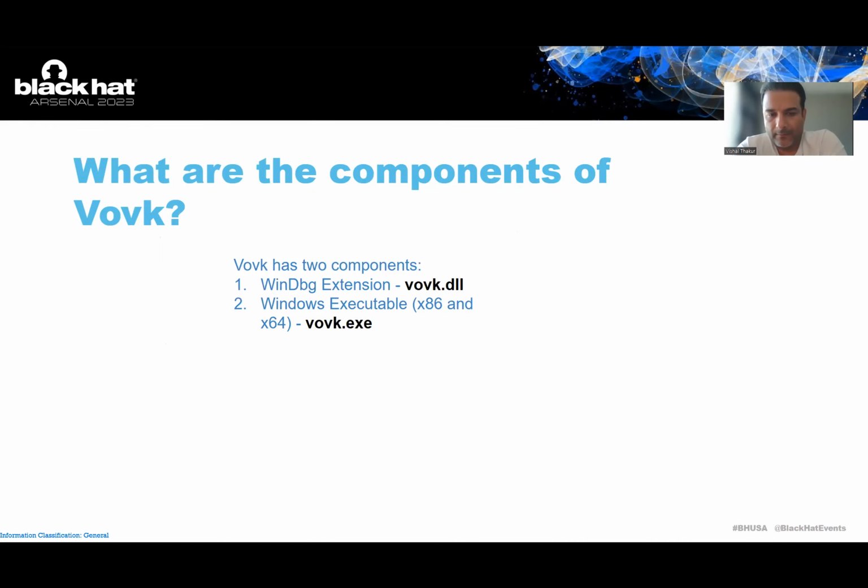What are the components of Vovk? Pretty straightforward. It has two components. One is the extension, which is the DLL, as you can see here. And the other one is the actual executable that gives you the Yara rule from all the information that has been extracted. For the executables I have provided both different versions, 32-bit and 64-bit. Obviously, you can use whatever works for you. But these are the two tools that you need, and they both need to be installed properly for the entire framework to actually work properly.